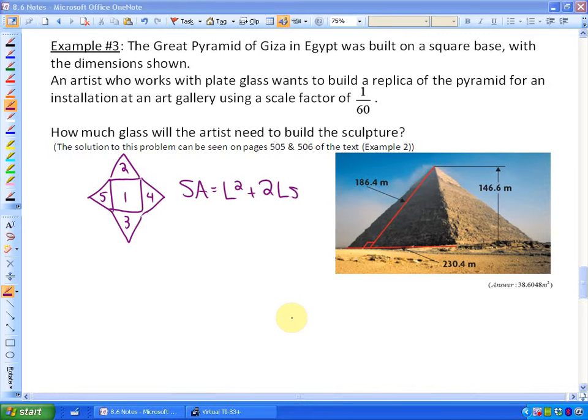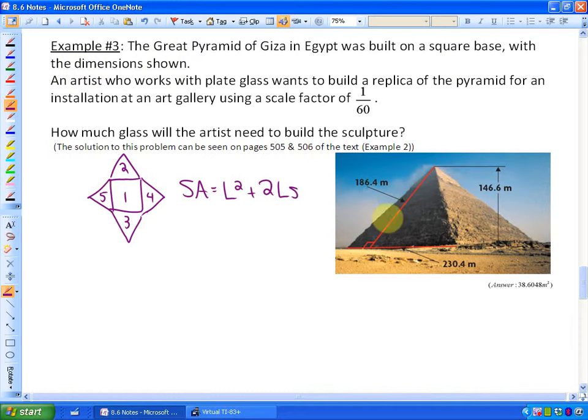All right, we're going to get into some application problems having to do with scale factor and how it's related to three-dimensional objects. We introduced 2 questions in the previous lesson, so here's an additional 2 questions. I'll read it to you and give you some guidelines as far as how I think we might want to solve this. So, the Great Pyramid of Giza in Egypt was built on a square base with the dimensions shown.